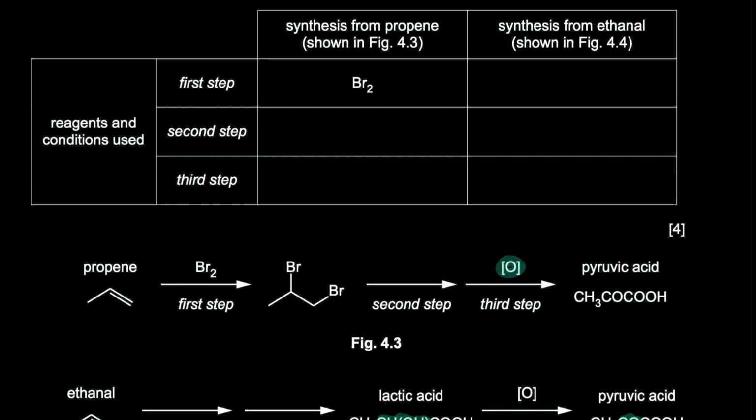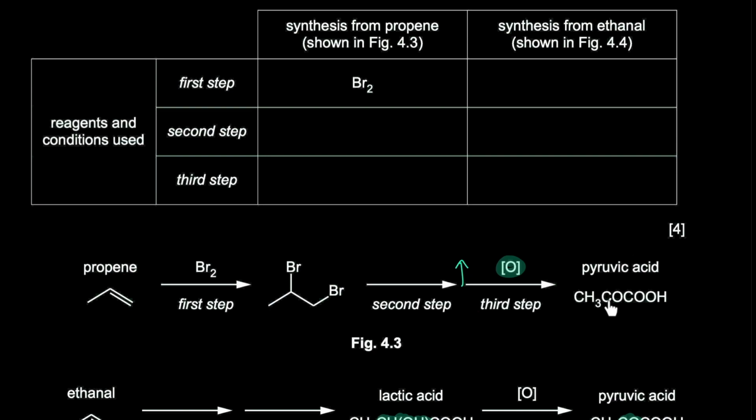Again, so they're saying that we get this compound, 1,2-dibromopropane. This is converted to some compound here. We don't know what compound that is. And then that compound is oxidized to give us pyruvic acid. So what is this compound converted into?